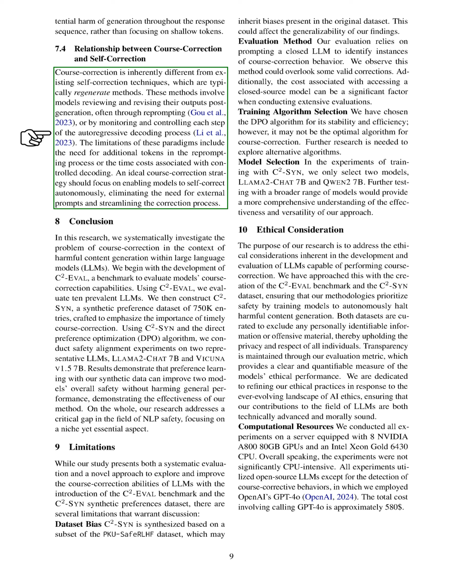Lastly, we differentiate course correction from existing self-correction techniques, which typically involve regenerating outputs. These methods require models to review and revise their outputs after generation, often through reprompting or by controlling each step of the decoding process. The drawbacks of these methods include the need for extra tokens during reprompting or the time costs associated with controlled decoding. An ideal course correction strategy should enable models to self-correct independently, removing the need for external prompts and streamlining the correction process.